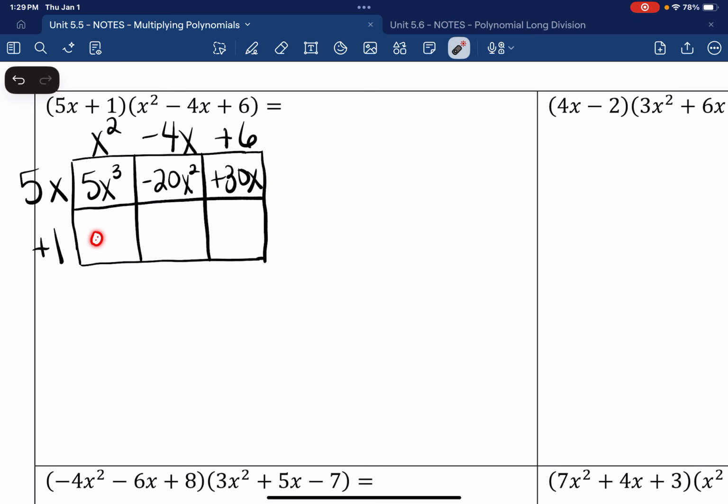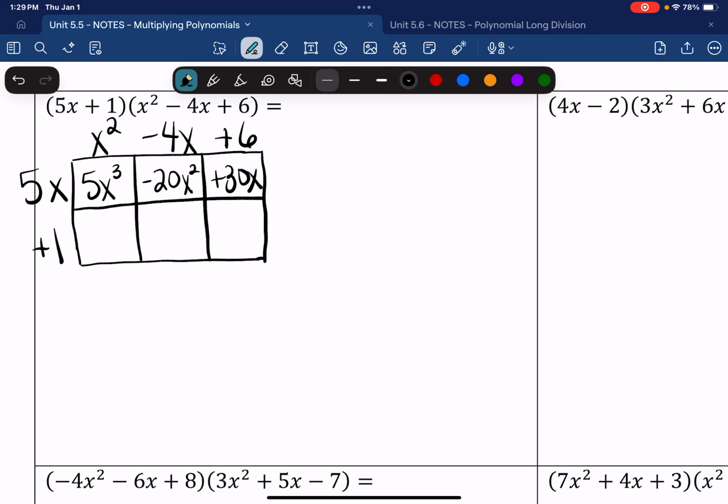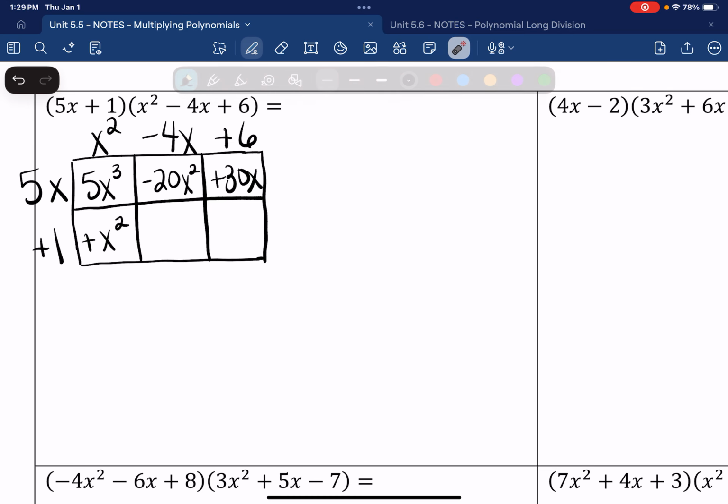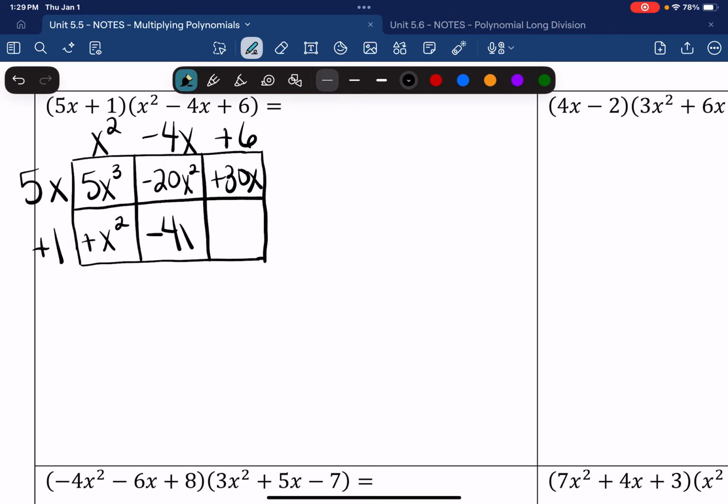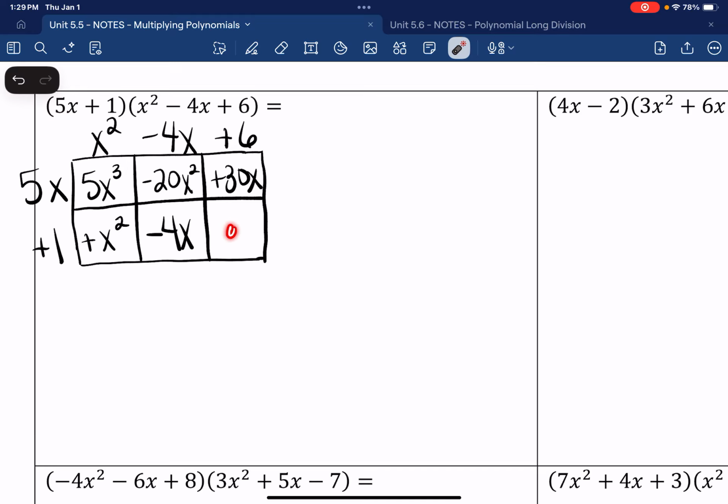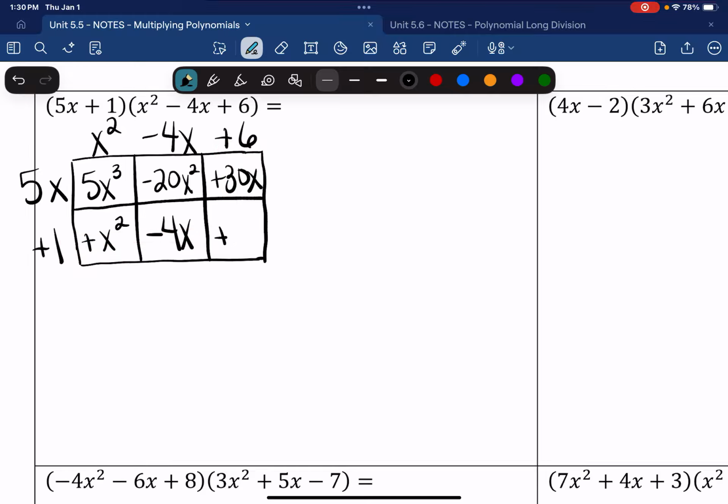This first box right here in the bottom left corner, x squared times 1 is just a plus 1x squared. You don't need to put the 1 if you don't want to. You can if you want to, though. So plus x squared. This box is a negative 4x times 1, which gives us a minus 4x. And then our last box right here, we have a plus 6 times our plus 1, which is just a plus 6. So we've multiplied all of our terms together.